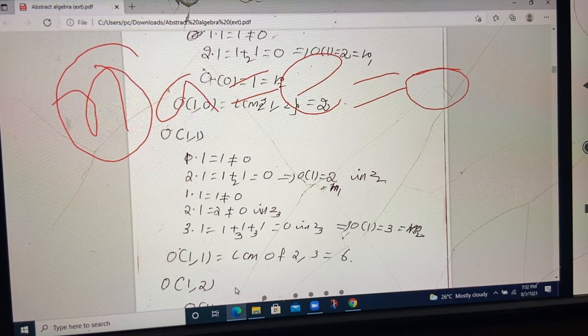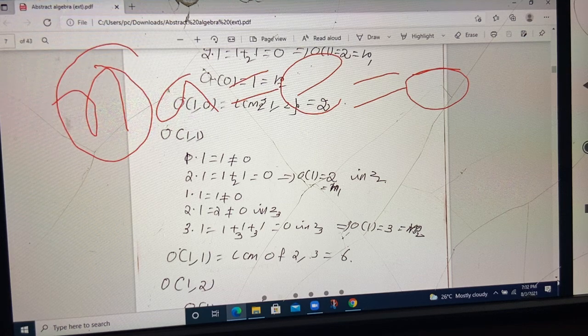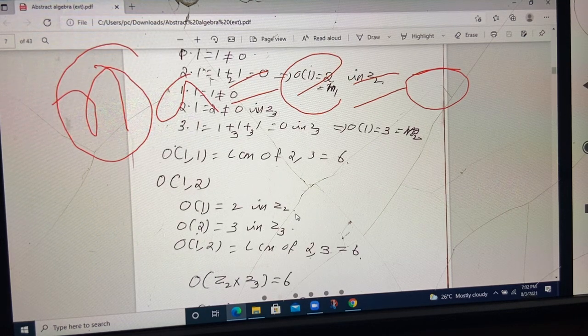Next, what is the order of 1 in Z2? We already know it is 2. What is the order of 2 in Z3? The second element in Z3 is 3, which we have already done earlier. Now take the LCM, which is 6.